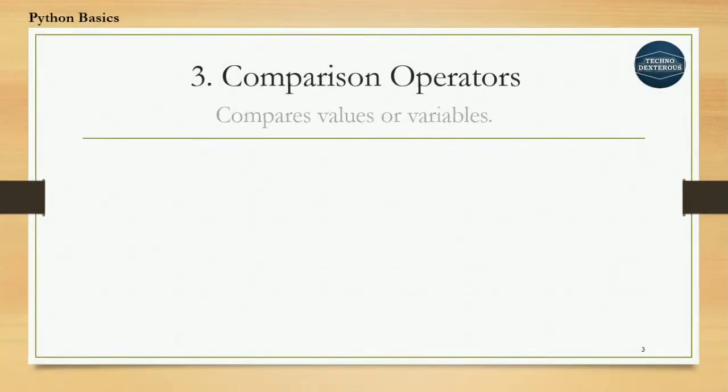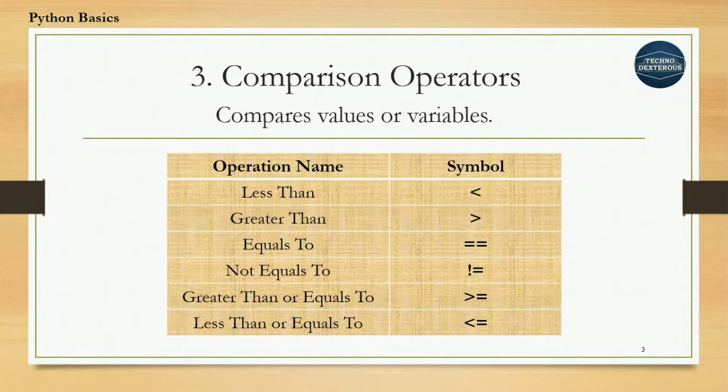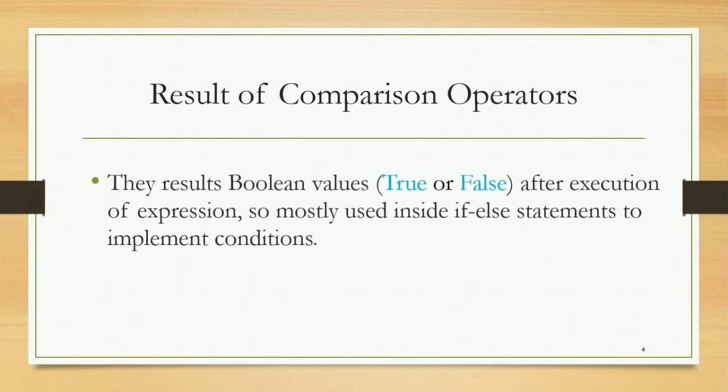Comparison operators. Comparison operators compare values or variables. Examples of comparison operators are less than, greater than, equal to, not equal to, greater than or equal to, less than or equal to. Let's see the output of comparison operators, that is the result. The comparison operators result in Boolean values.